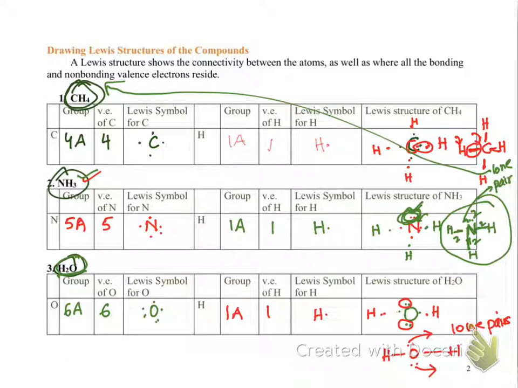So looking at the Lewis structure of water, you understand that oxygen is making 2 bonds, or 2 bonding pairs, and it has 2 lone pairs of electrons. Then based on this information you can tell a lot about water.